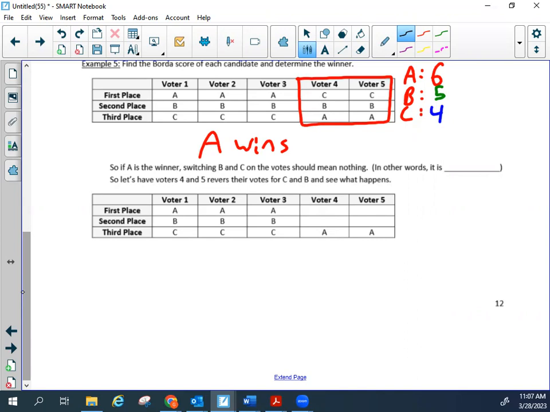However, let's take a look at the exact same example. The only thing I'm going to do is flip-flop B and C. And let's get everyone's Borda score. If I look at A, again, nothing changed, right? My winner still has 6. We didn't move them around at all. But B, on the other hand, 1, 2, 3, 4, 5, 6, 7 now. And C has nothing, nothing, nothing, 1, 2.